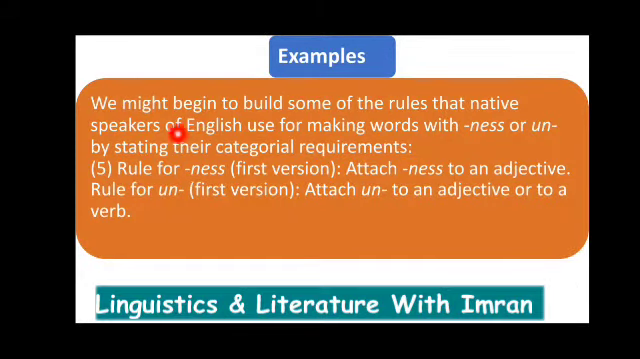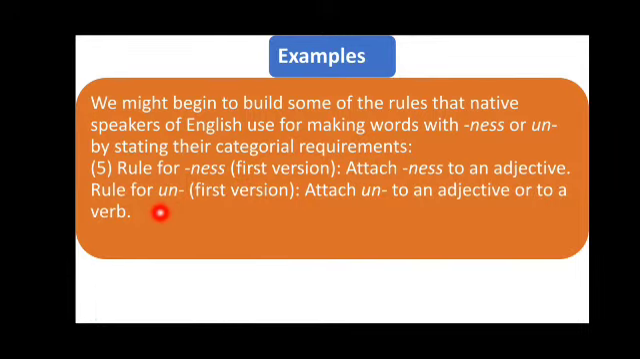Examples continue. We might begin to build some of the rules that native speakers of English use for making words with ness or un by stating their categorical requirements. For example, rule for ness, first version: attach ness to an adjective. And rule for un, first version: attach un to an adjective or to a verb. That is the first version. We can attach un to adjectives or verbs, and we can attach ness to adjectives. So un is a prefix and ness is a suffix.